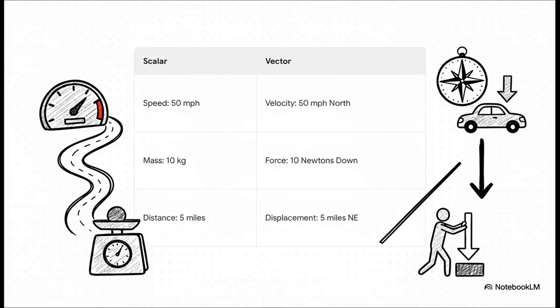This chart just nails the difference. Look at your car's speedometer. It tells you your speed. That's a scalar. But your velocity? That's a vector. It's your speed plus the direction you're heading. See the pattern? A scalar gives you part of the story. A vector gives you the whole picture.